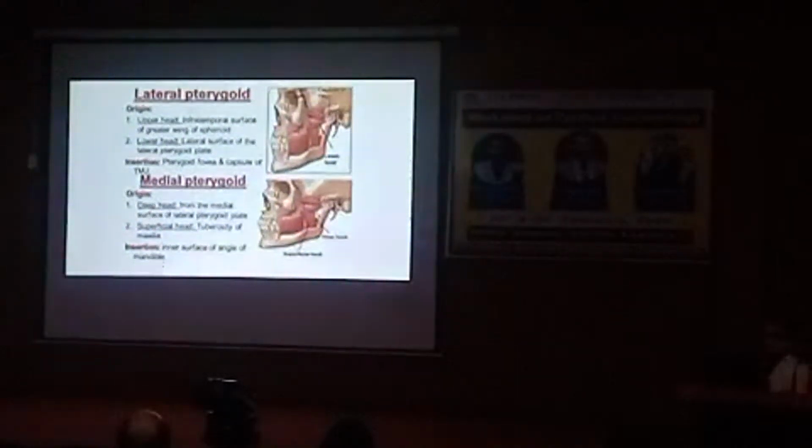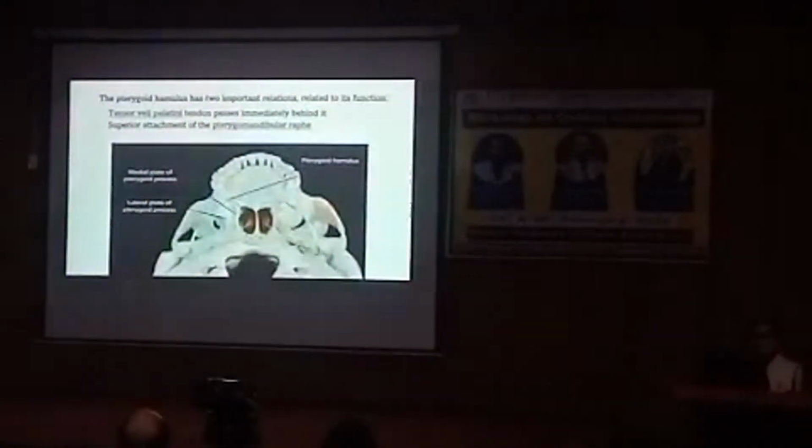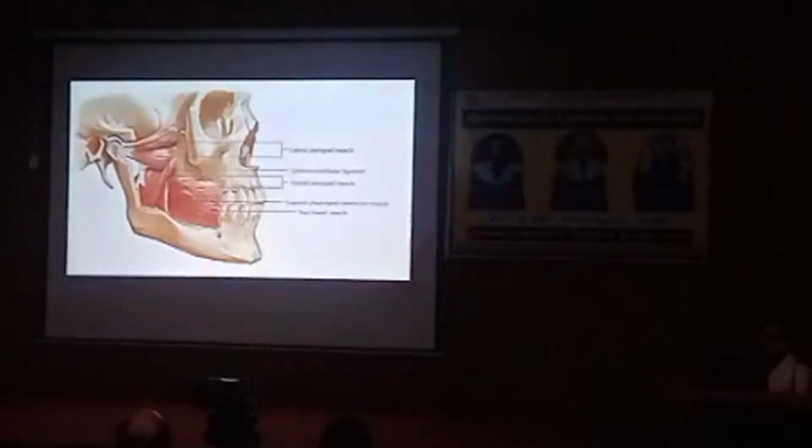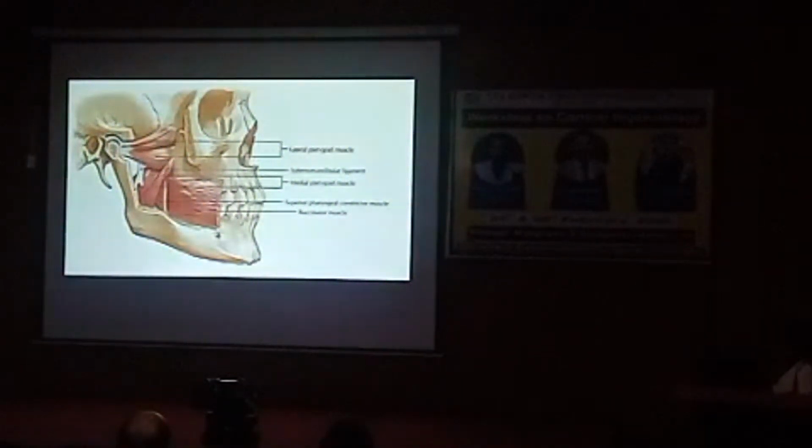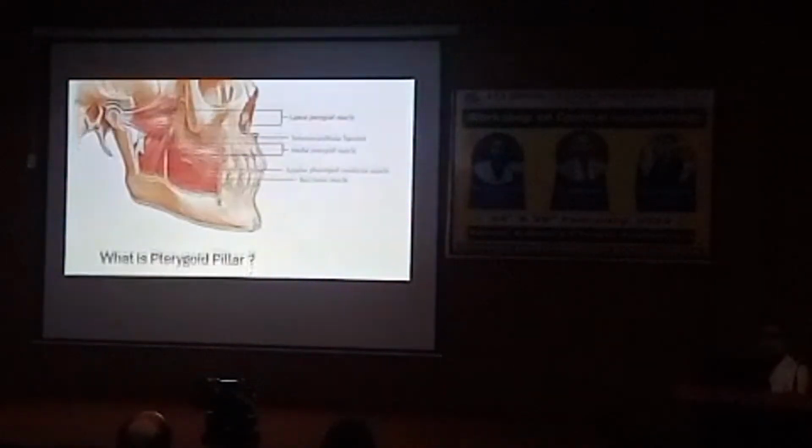The medial pterygoid has a deep head and a superficial head. It is present medial to the lateral, that is why deep and superficial heads. It inserts on the inner surface of the angle of the mandible, here on the inner surface of the mandible. The pterygoid hamulus has two important ligaments and raphes: tensor veli palatini and the pterygomandibular raphe. The lateral pterygoid plate gives the sphenomandibular ligament. Only this is the muscular anatomy related to the pterygoids.